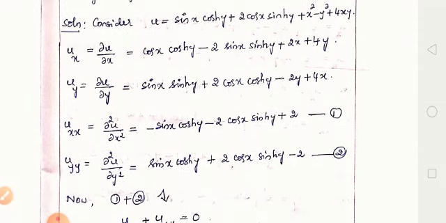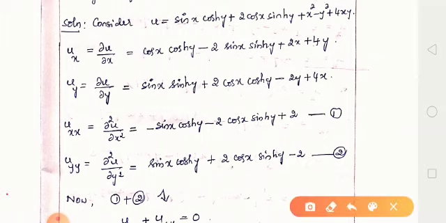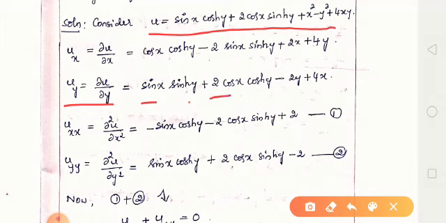Now we want partial derivative of u with respect to y. We differentiate u with respect to y keeping x as constant. So uy equal to sin x into sin hyperbolic y plus 2 cos x as it is, derivative of sin hyperbolic y is cos hyperbolic y, derivative of x² is 0 minus derivative of y² is 2y, and derivative of 4xy with respect to y is 4x into 1, it is 4x.